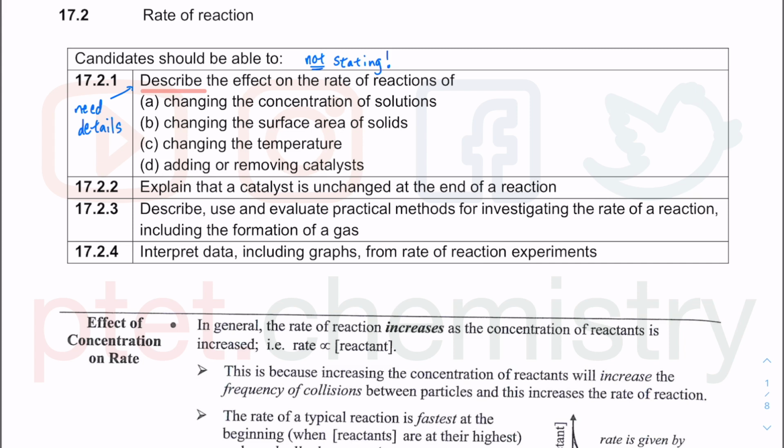this set of lecture tutorials. So first of which, there are a couple of factors that can affect how fast a reaction happens, how fast a reaction takes place. One of which is called concentration of solution.